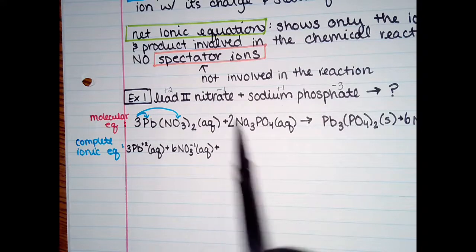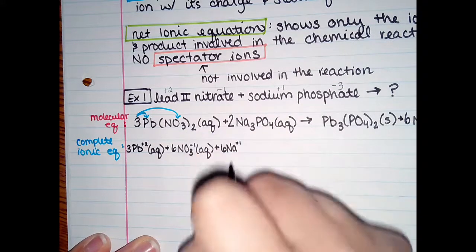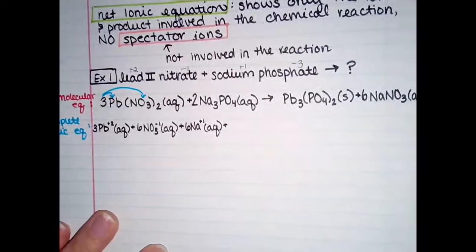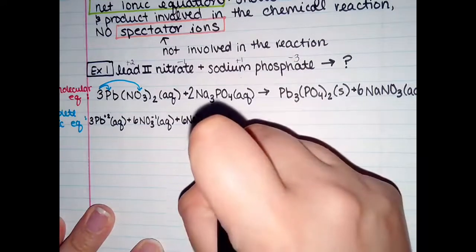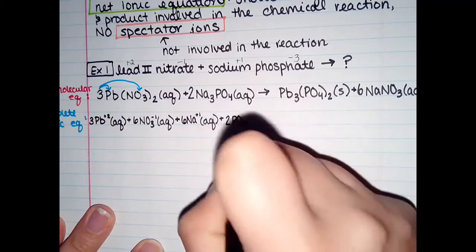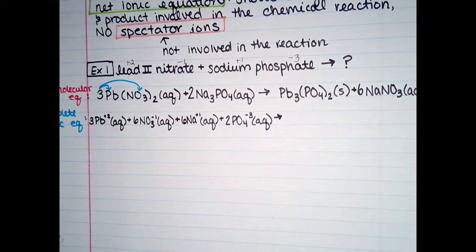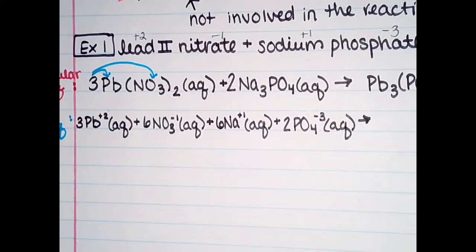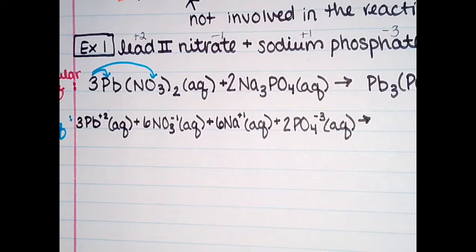Sodium, 2 times 3 is 6. Each of the sodium have a charge of +1. And phosphate, you have 2 of. Phosphate has a charge of -3. I'm going to zoom in on that so you can make sure you got everything accurately written down nice and neat. Those are aqueous. They dissociate into ions in the liquid, in the water.